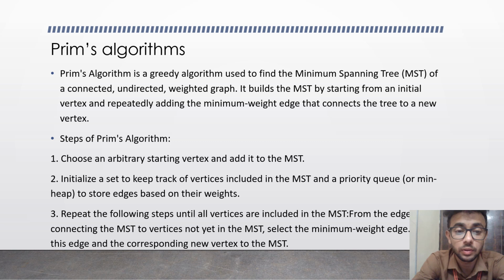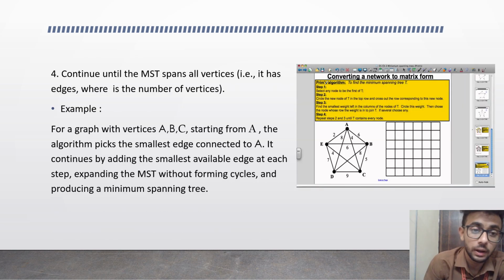Steps of Prim's algorithm. Choose an arbitrary starting vertex and add it to the minimum spanning tree. Initialize a set to keep track of vertices included in the minimum spanning tree and a priority queue to store edges based on their weights. Repeat the following steps until all vertices are included in the minimum spanning tree. Continue until the minimum spanning tree spans all vertices.